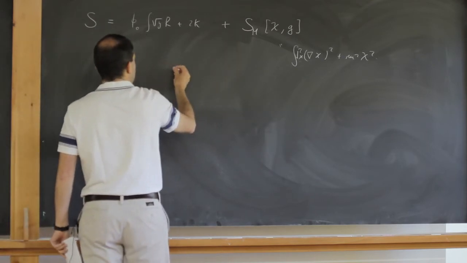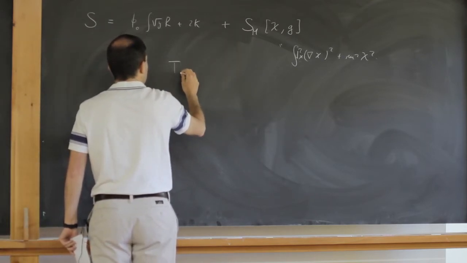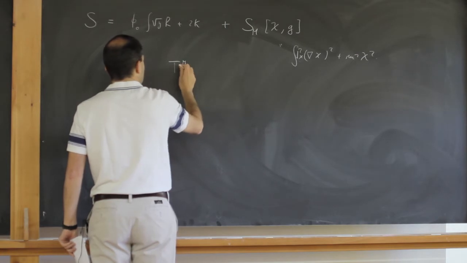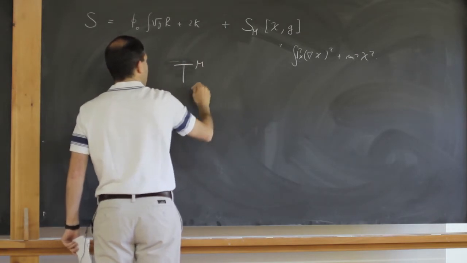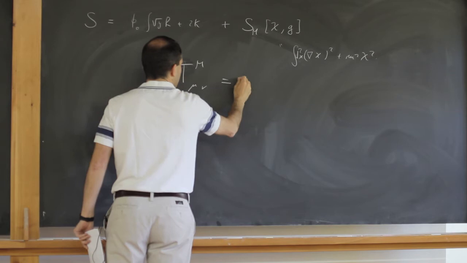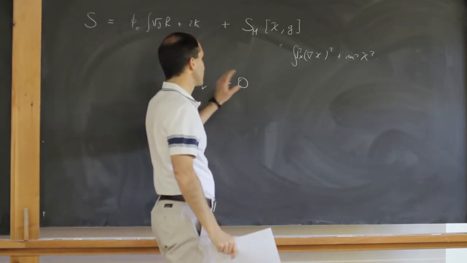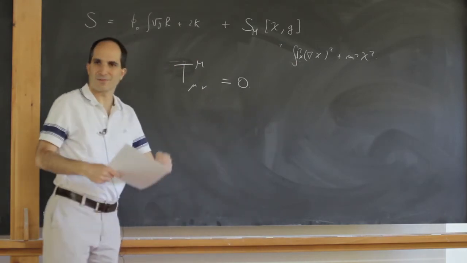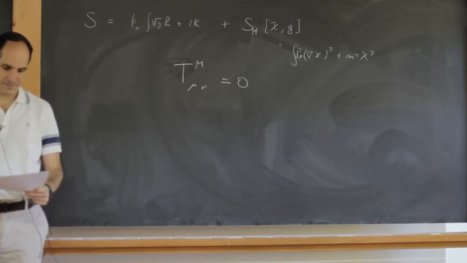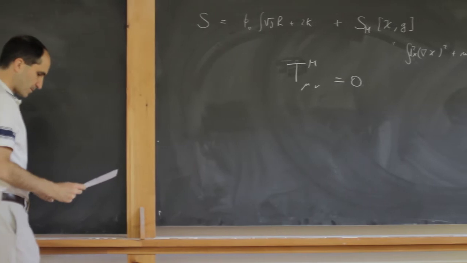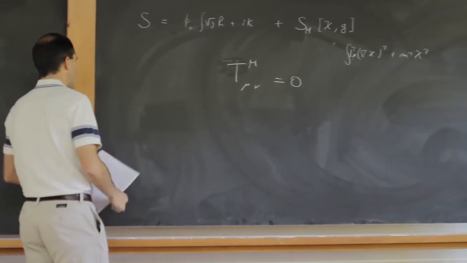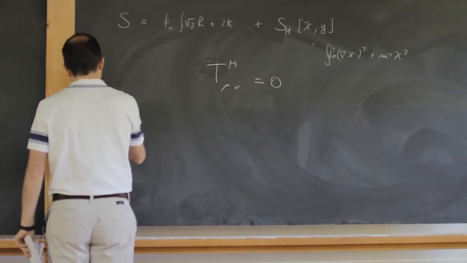But that piece will give us a stress tensor of matter. So we'll have the matter stress tensor, T matter, mu nu equal to 0. Okay? So it's setting the energy of the matter to 0, so we can't do anything. We can't produce any excitation. Okay, so that's from the gravity side.